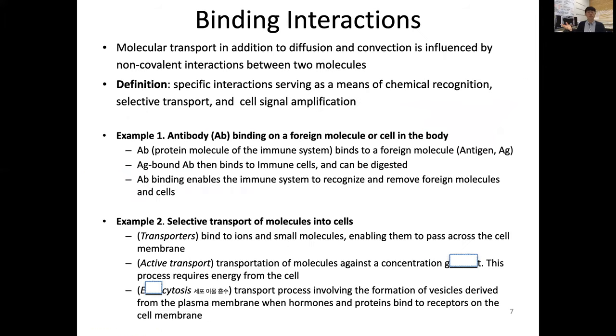So now we get into more of the cellular aspects and binding interaction. Molecular transport, in addition to diffusion and convection, can be influenced by non-covalent interactions between two different molecules. So we can define binding interaction as specific interactions serving as a means of chemical recognition, selective transport, and cell signaling amplification. One example is antibody-antigen binding.